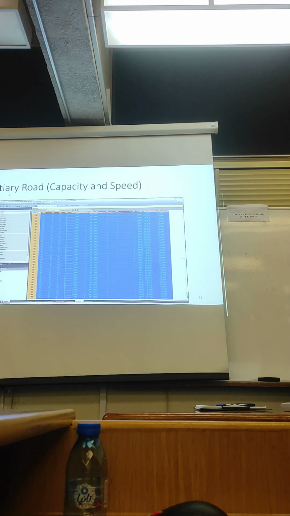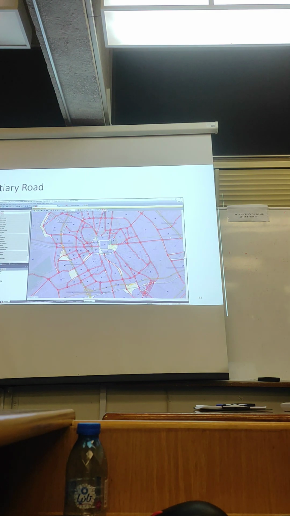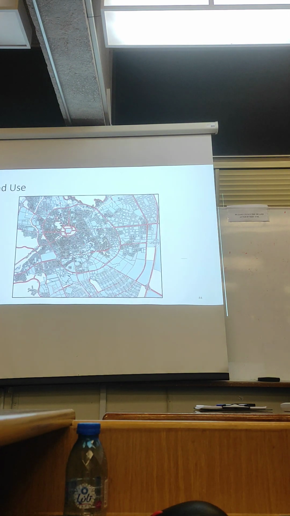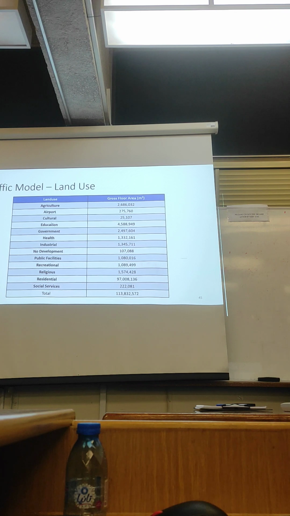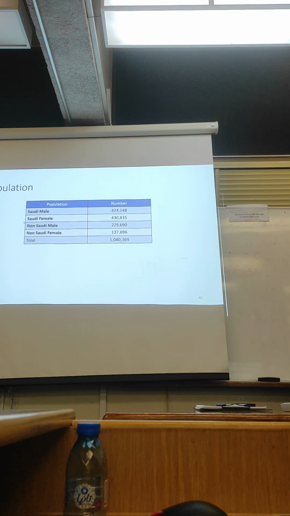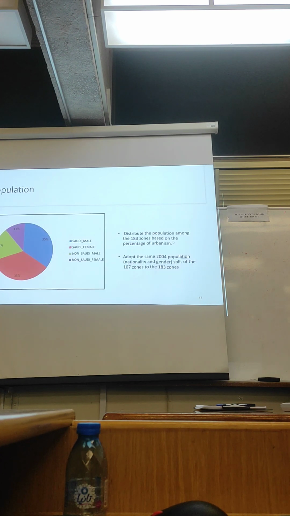And then there is the tertiary road. Then we can use the land use. We can see the land use here. It's also given in the presentation. We have 15 land use, and population. We have Saudi male, Saudi female, non-Saudi male, non-Saudi female, and then we have the percentage.